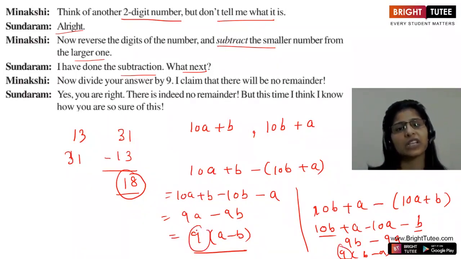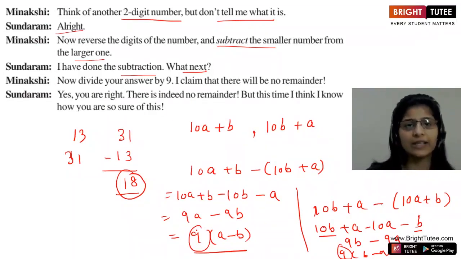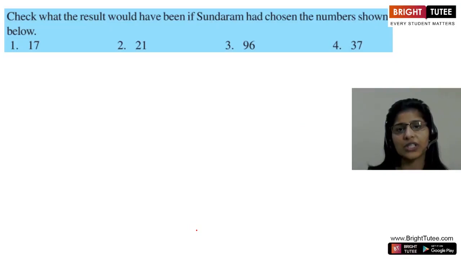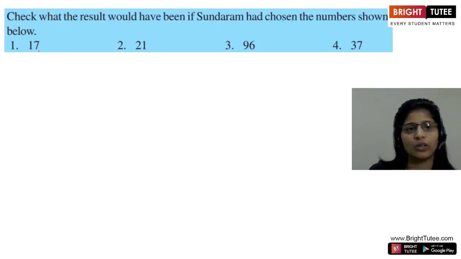That's why Meenakshi was claiming that if you take a 2-digit number and reverse the digits, then from the greater number you subtract the smaller number, you're always going to get a multiple of 9. That's why she said that you are going to be left with no remainder when you divide it by 9. Clear? Moving ahead, there are 4 questions given and we have to check whether this result is applicable to these or not. So let us check all one by one.